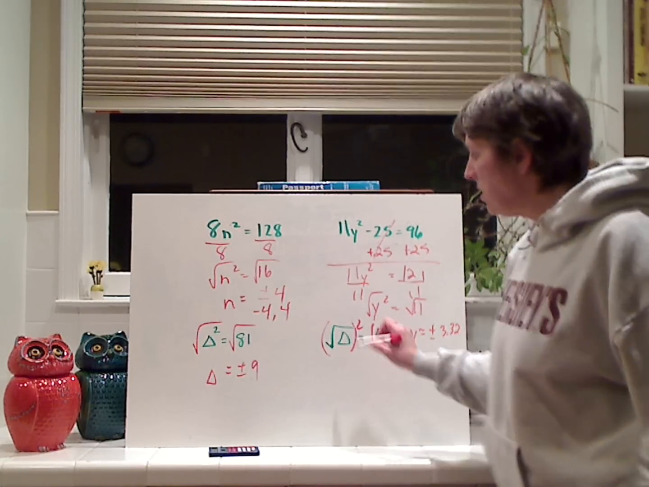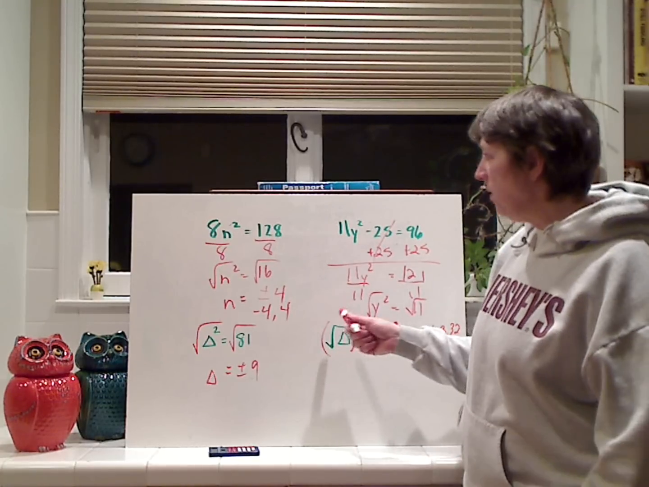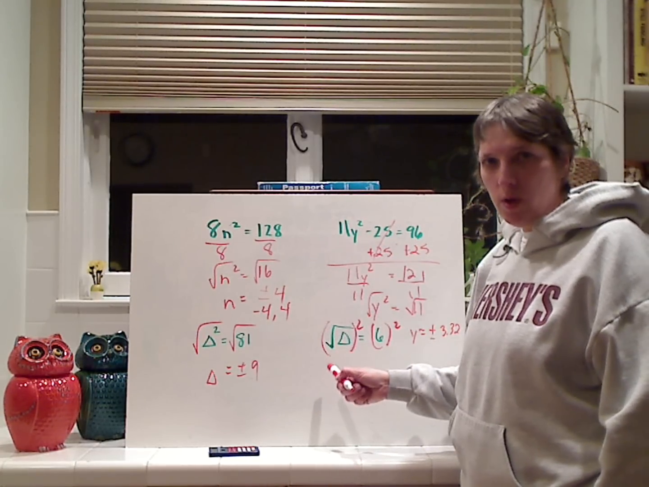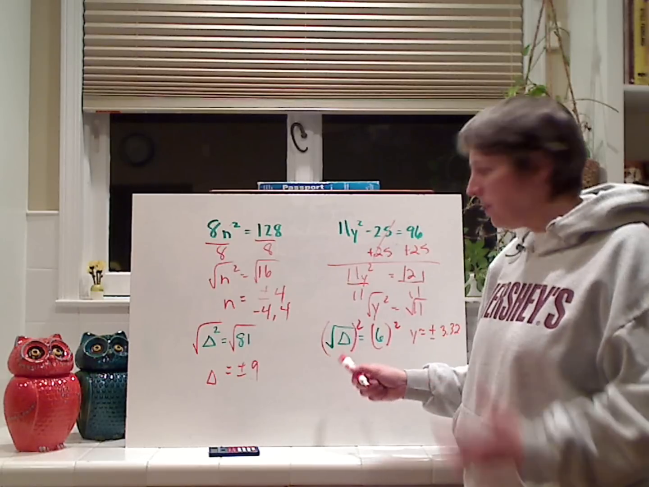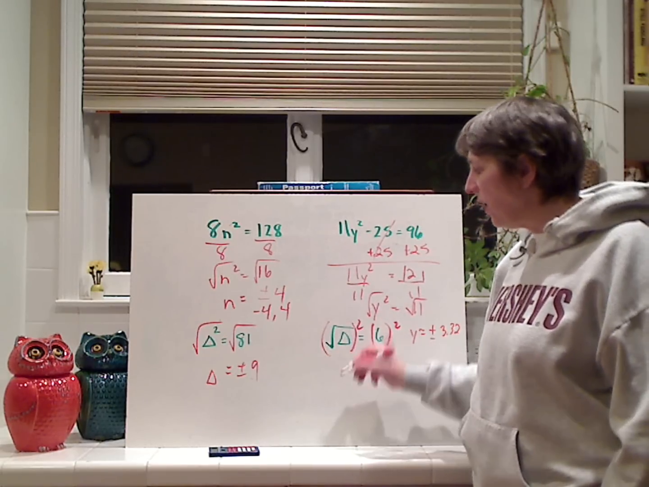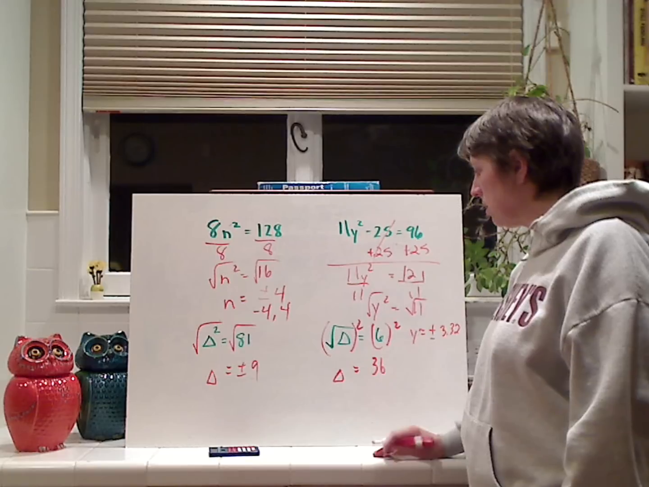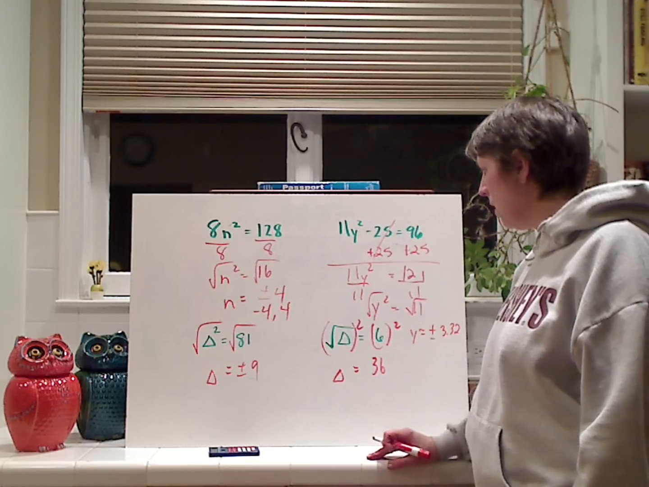When we do this, it's enough to understand. We don't have to show that step up here when I said the square root of triangle times the square root of triangle is triangle squared. You can just simply say, I know that they cancel each other out, and it becomes that the triangle is 36. Okay? All right.